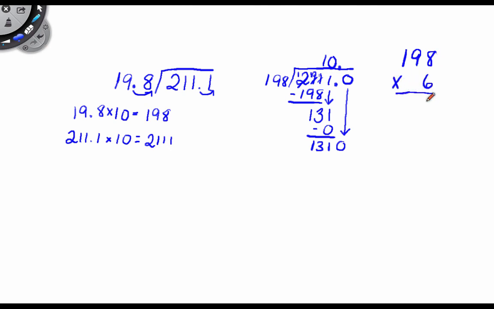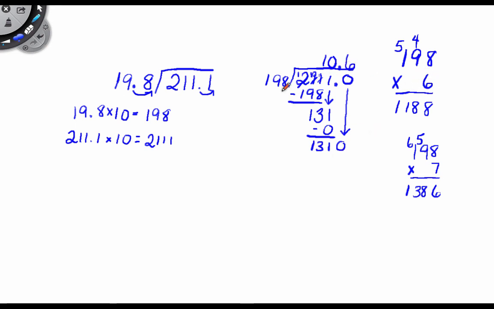8 times 6 is 48. 9 times 6 is 54, and 54 plus 4 is 58. 6 times 1 is 6, plus 5 is 11. And that gets us pretty close. Let's see what 198 times 7 will get us. 8 times 7 is 56. 7 times 9 is 63, and 63 plus 5 is 68. 7 times 1 is 7, and 7 plus 6 is 13. That took us a little too far, so 6 is our answer.